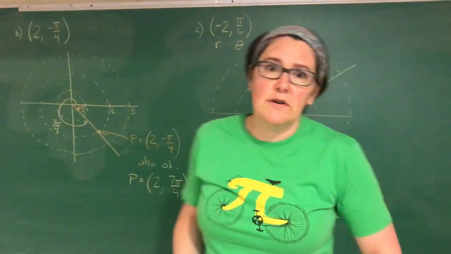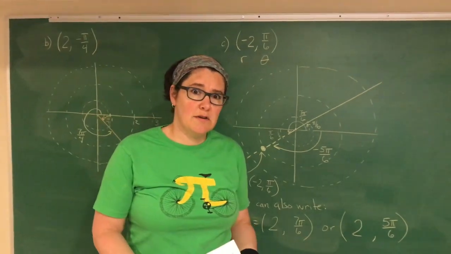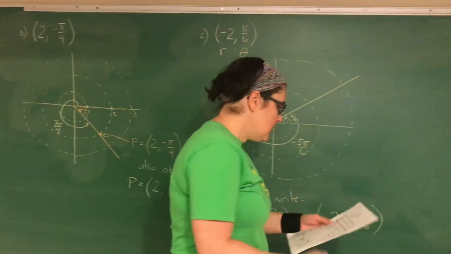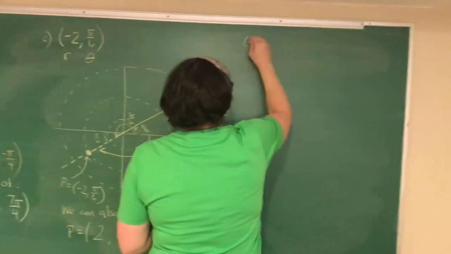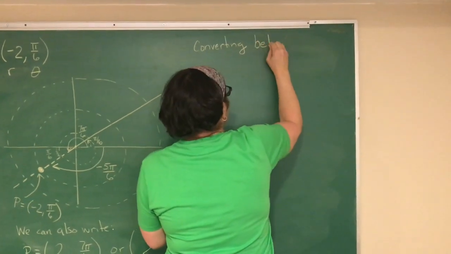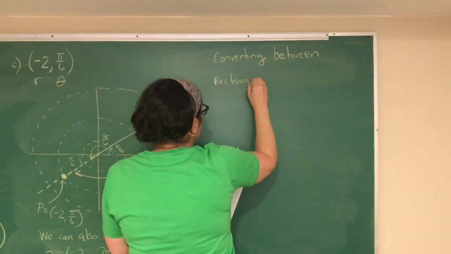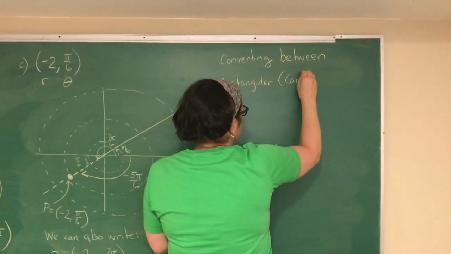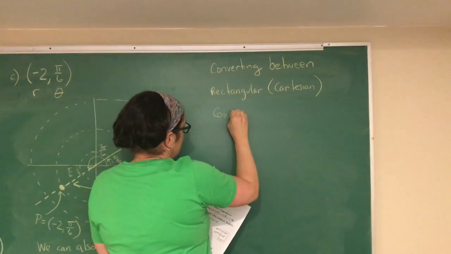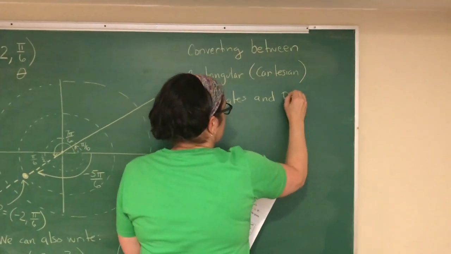And now that we have 2 coordinate systems, what we would like to do is to be able to convert between rectangular coordinates to polar coordinates and from polar coordinates back to rectangular coordinates. So that's the next thing we want to talk about, is converting between rectangular, which are sometimes called Cartesian coordinates, and polar coordinates.